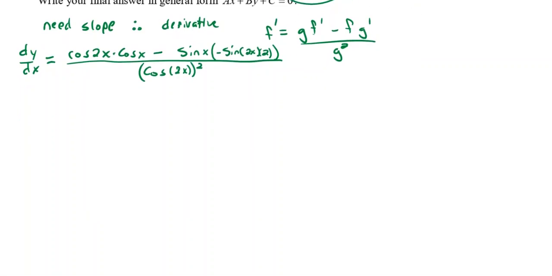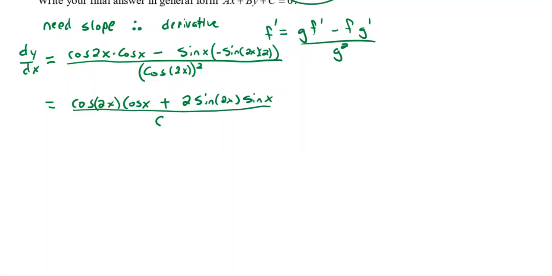Okay, so let's simplify this a little bit. So this would be cos 2x, this one doesn't really change, cos 2x, cos x. And now this would become plus, because I got that minus in there in that one. So now plus, I'm going to write this as 2 sine 2x and then sine x, all over cos 2x, and then that's all squared.